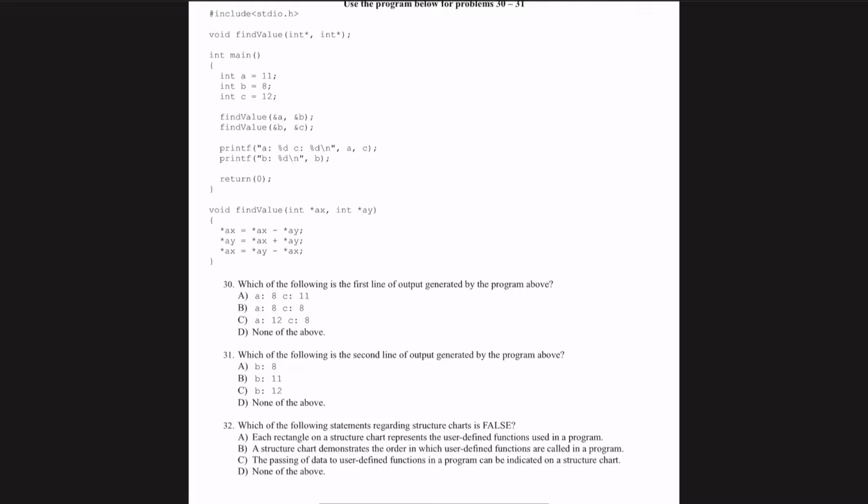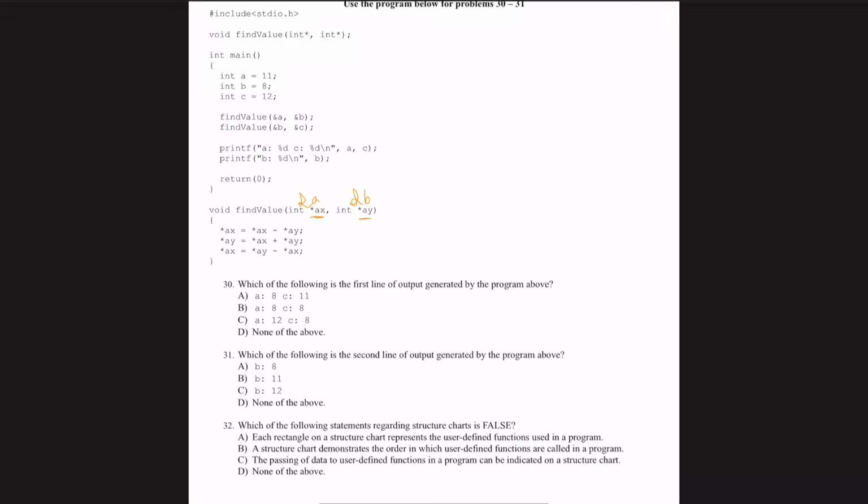Now we have some pass by address for questions 30 and 31. There are a lot of different ways to talk about this, so I'm going to switch up as I go, using different terms to describe pass by address. Hopefully at least one of them will be helpful. So we have this function that receives two addresses of ints. So we're going to pass ampersand A and ampersand B.